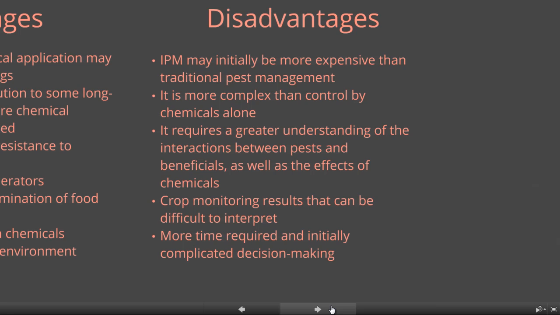You need to monitor more regularly, so again this is time consuming and there are cost constraints to this. And more than using chemicals, it's much more difficult to establish the timings, so you'd need to do more research and look at it more in depth, and again that's a time and money constraint.